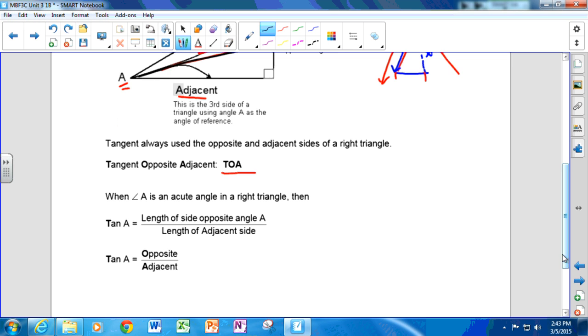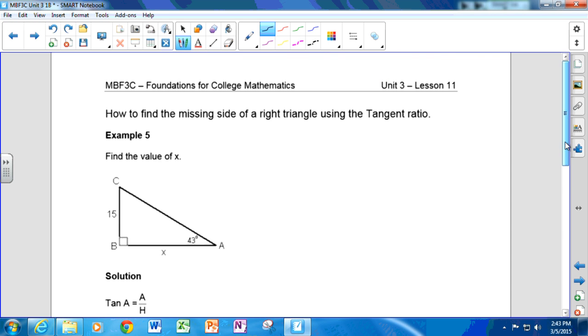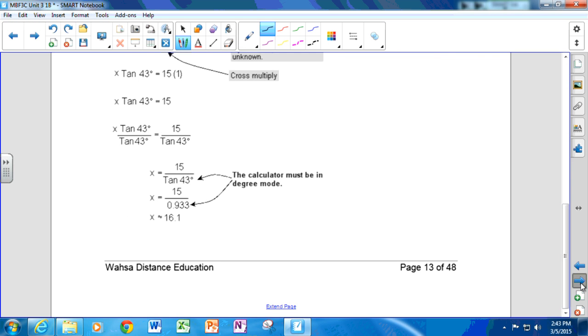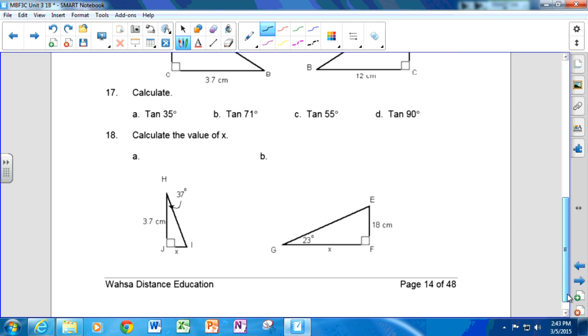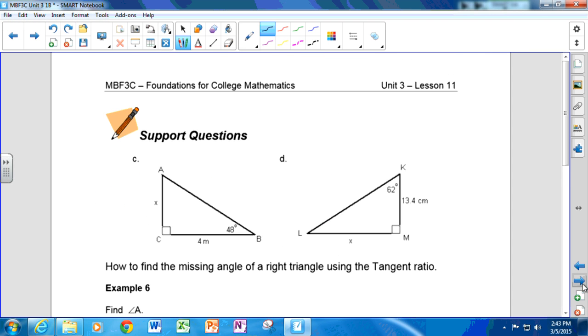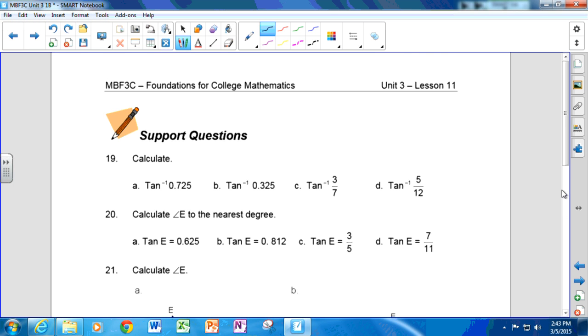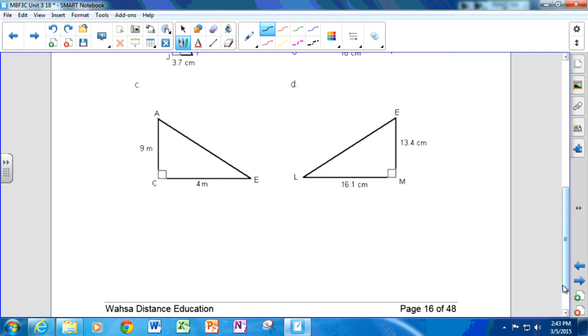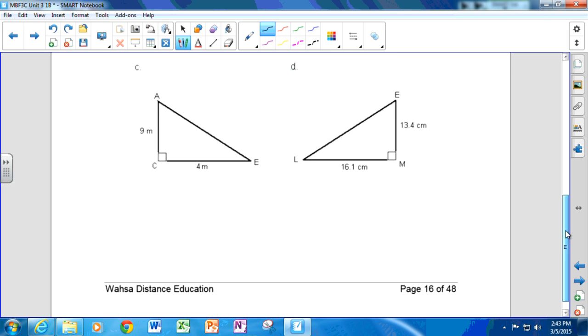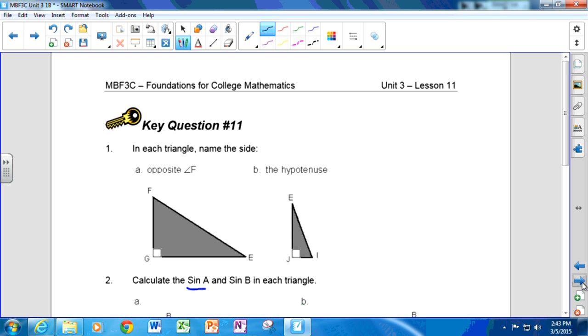Okay. Now, the key questions in lesson 11 tended to not be too challenging as far as which formula you use. It was pretty clear which one they wanted you to use for most of them. But later on in lesson 14, that's when things get a little bit trickier, they don't tell you exactly which one to use. Okay, so there you go.